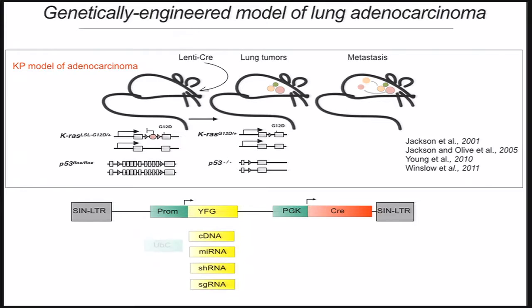One can put in cDNAs and microRNAs and shRNAs, and as you'll hear towards the end, sgRNAs, to mutate additional genes. And in addition, one can use different promoters, ubiquitous promoters or TET-regulatable promoters or pathway-specific promoters to, again, modify those cells in very unique and specific ways.